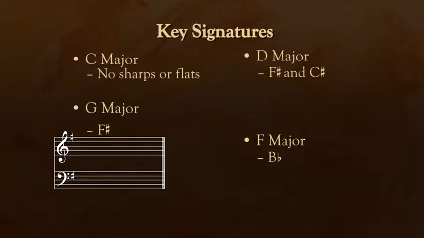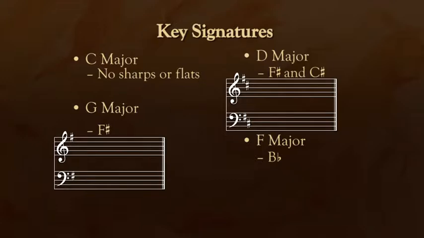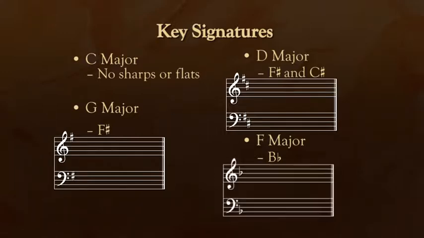Eventually, we'll learn the corresponding minor keys too, but for now I'd like you to focus on the major keys. D major has two sharps in the key signature, F sharp and C sharp. The F sharp always comes first in the key signature, and the C sharp follows in the space a fourth below. Finally, F major has one flat, B flat, found on the middle line in the treble clef and the second line from the bottom of the bass clef staff.